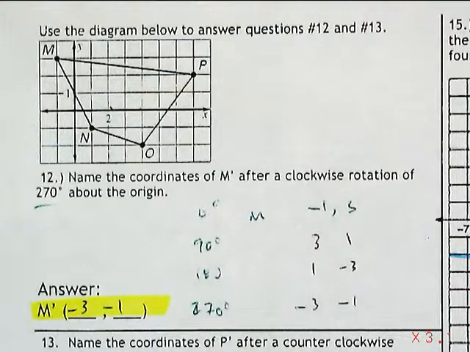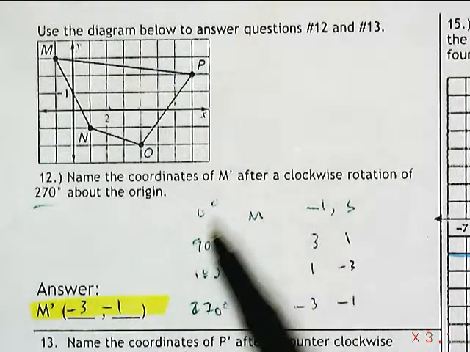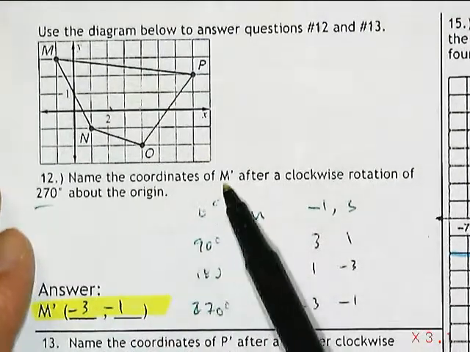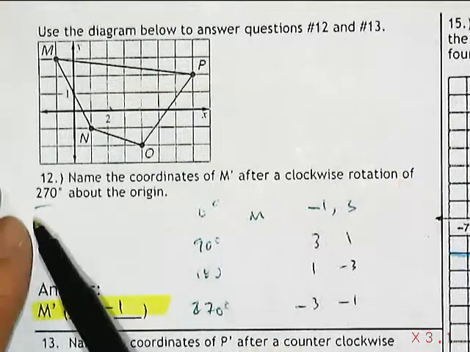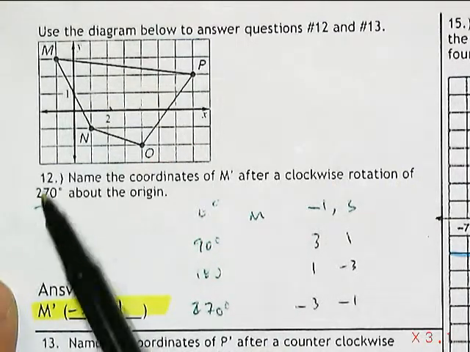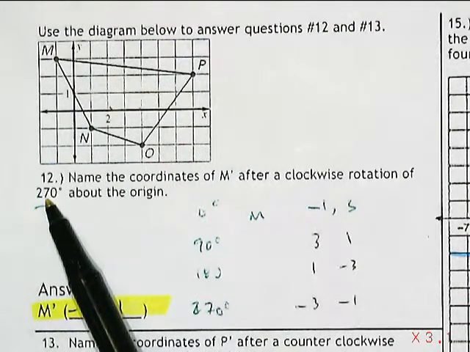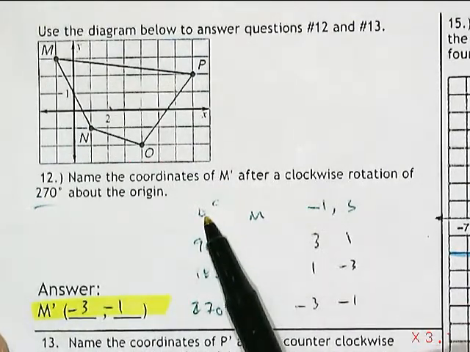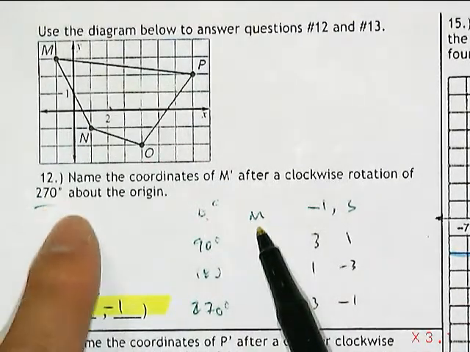Use the diagram below to answer questions 12 and 13. For number 12, name the coordinates of M prime after a clockwise rotation of 270 degrees. So I taught you guys a trick. 270 degrees is using this trick 3 times. So I haven't moved it, so that's 0 degrees. I'm looking for the coordinates of M.